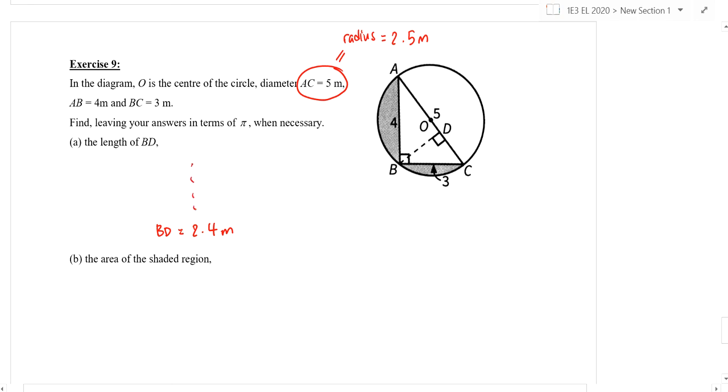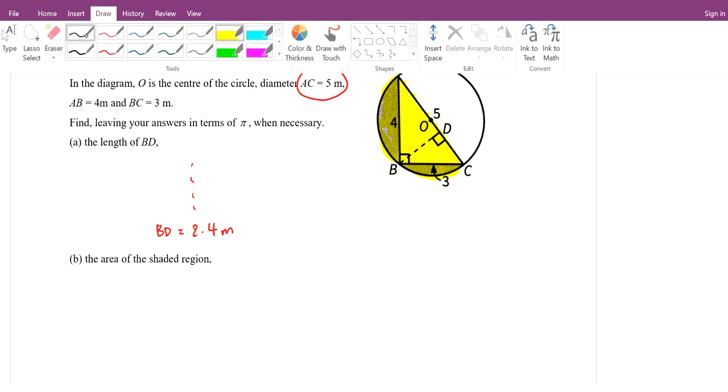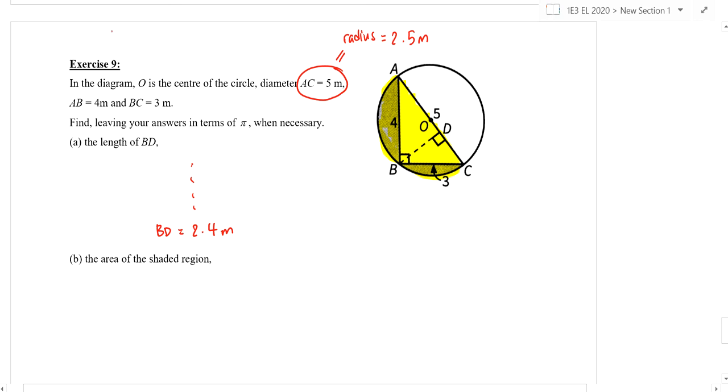So finally, to find the area of the shaded region. Now the area of the shaded region, we can see that it is made of 2 parts. We can also tell that it is part of a semicircle. As long as we can find the area of the semicircle, which is half a circle, we take away the area of the triangle. We will be able to find the shaded region. So the working will be as such.